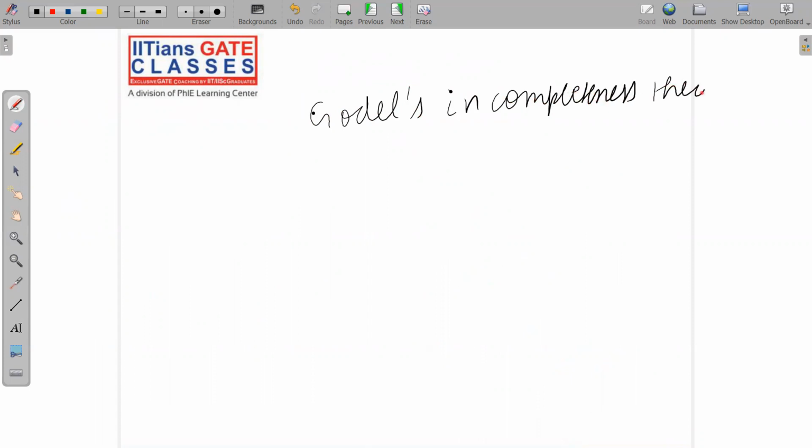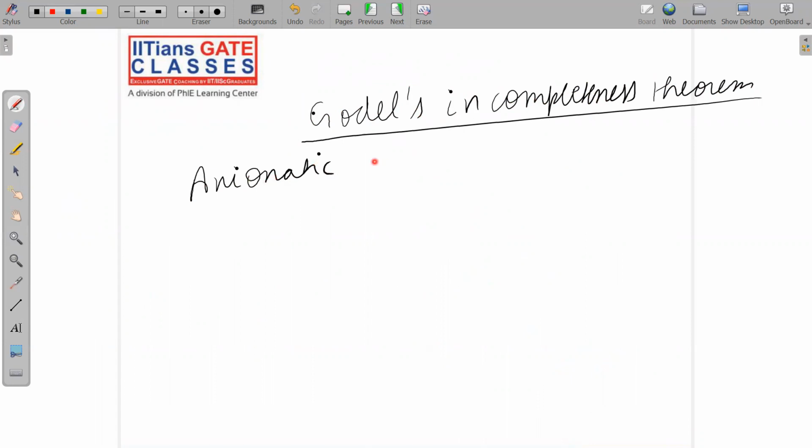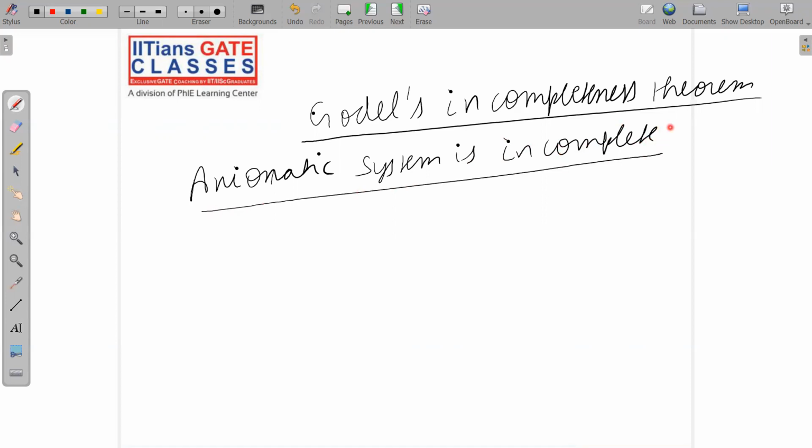Okay, and this theorem simply says that any axiomatic system is incomplete. He has given two theorems, and one of the theorems is that any axiomatic system is incomplete. Roughly, I can say that this theorem is saying that whatever topic you are studying, like probability, in probability you say that probability of sample space is 1, but if you are in the system of probability itself, you cannot prove that probability of sample space is 1.